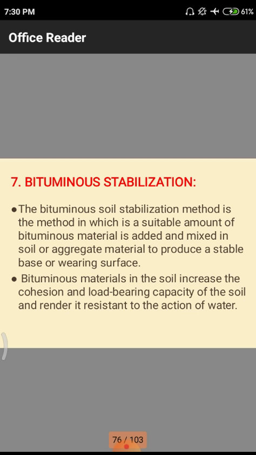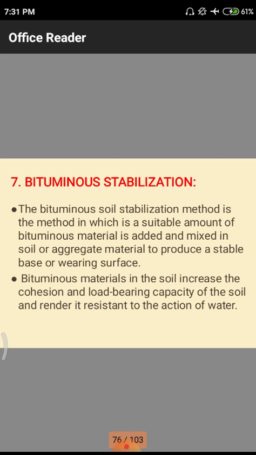Next, bitumen material in the soil increases cohesion and load bearing capacity. Normally cohesion means there is a tight bond between particles due to the entrainment of bitumen and other binding materials. We use this bitumen content to increase the bond between the elements present in the soil or aggregate, so that the soil strength is increased due to the action of cohesion forces. And we are improving load bearing capacity.